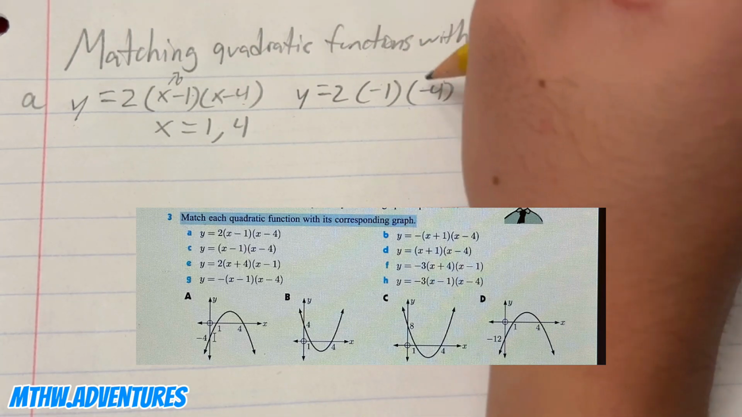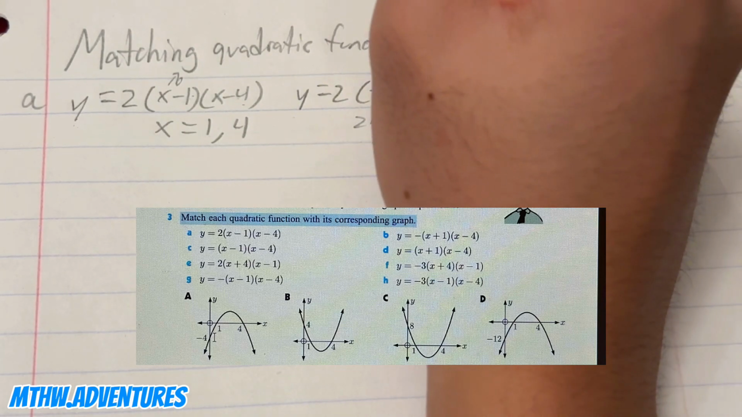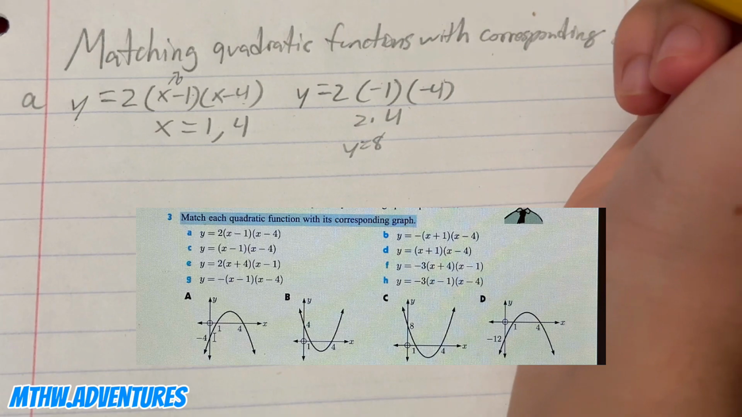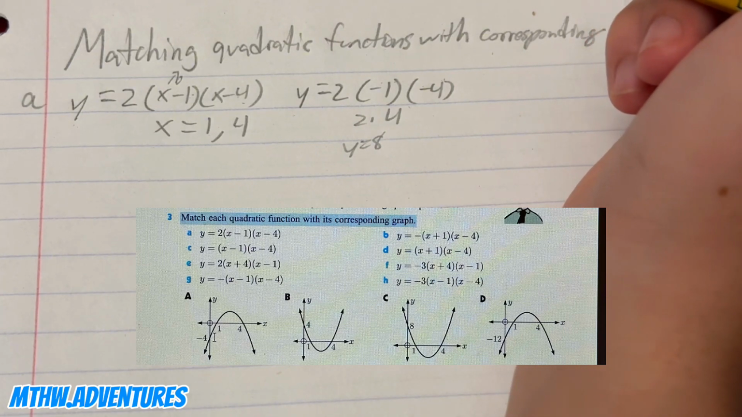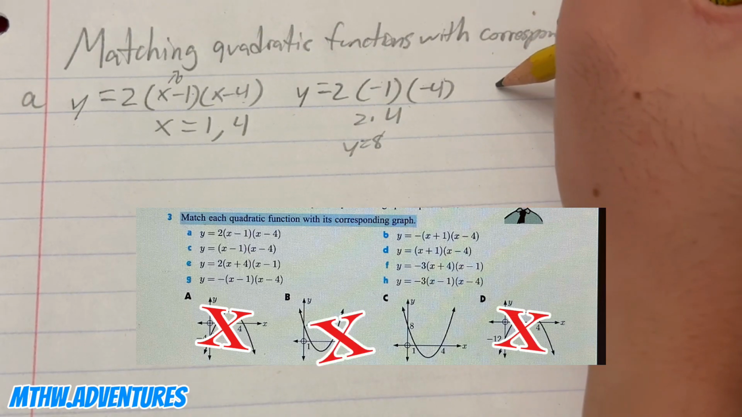Negative 1 multiplied by negative 4 equals 4. 2 multiplied by 4 equals 8. Y equals 8. So we have a y-intercept of 8, and we can look at the graph and see that it matches with the graph C.